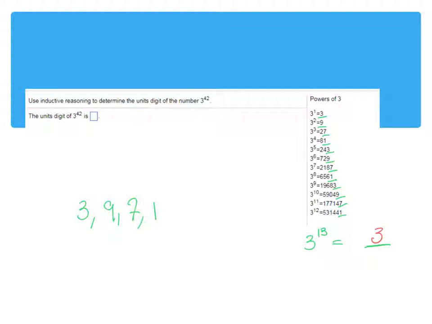So how can that pattern help us figure out 3 to the 42nd power? Well, all my multiples of 4, 8, 12, they all end in 1. So let's think, what's the closest multiple of 4 to 42? You've got really two choices. You could either go with 40 or you could go with 44.